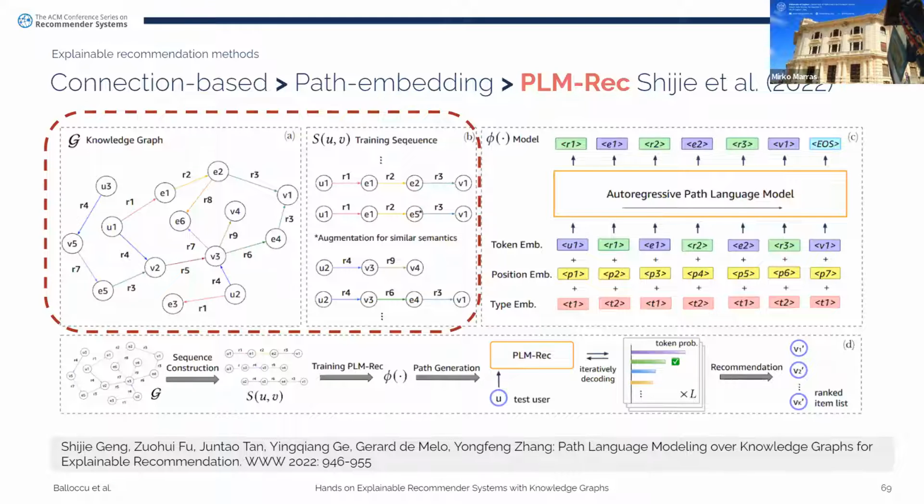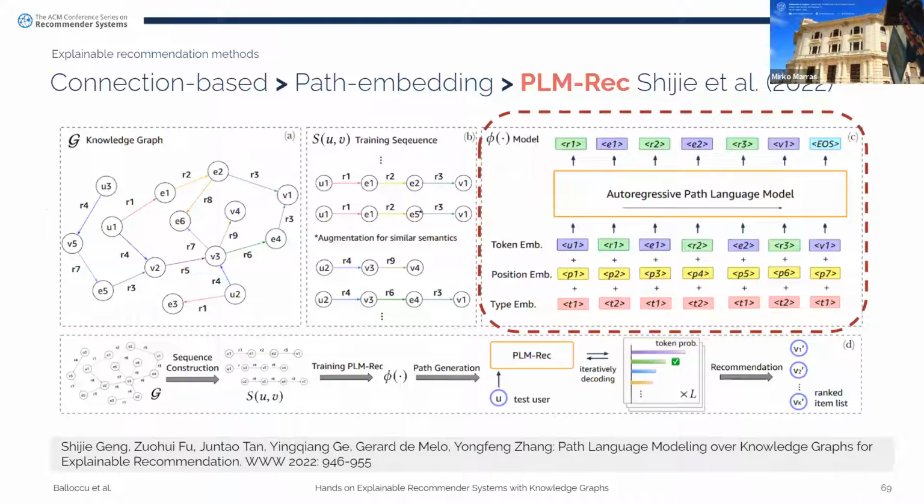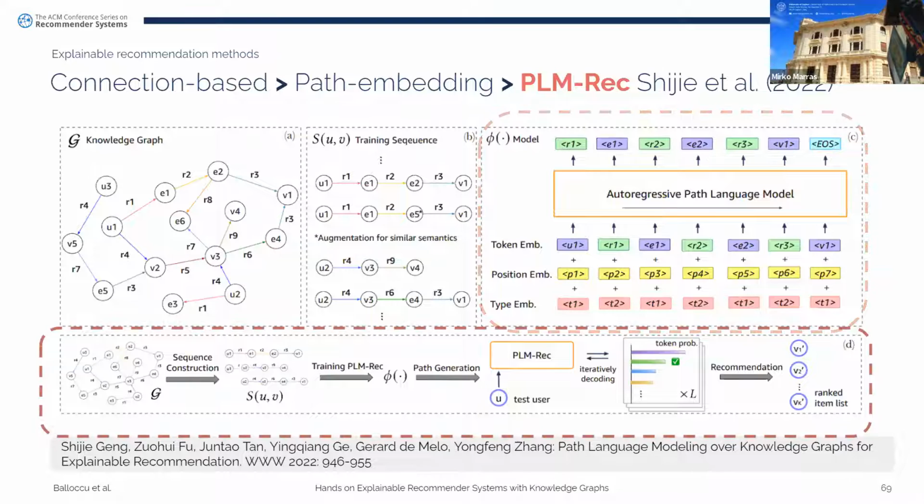Then they adopt a transformer-based encoder to train an autoregressive path language model. And then they use this model in the recommendation pipeline, which includes all the steps starting from sequence construction, the training of the model, the path generation, and the recommendation step.